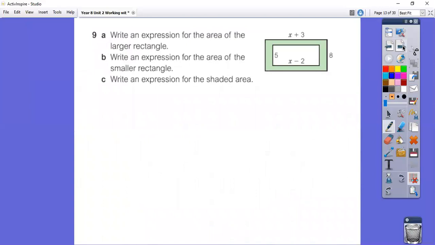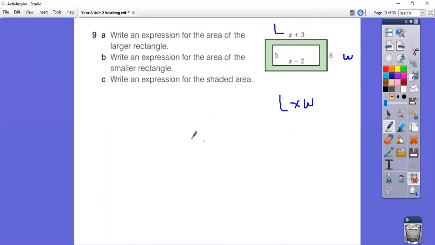Moving on to question 9, it says, write an expression for the area of the larger rectangle. So this is 2 rectangles here. You've got this rectangle and a smaller rectangle inside. Now remember, area is the length times the width. So let's say this is the width and this is the length. And it says, write an expression for the area of a larger rectangle.